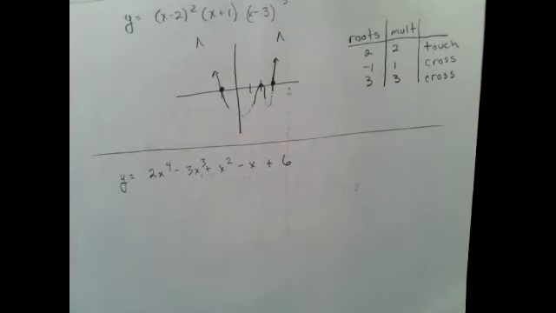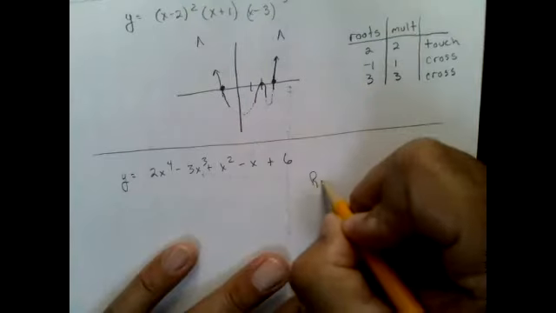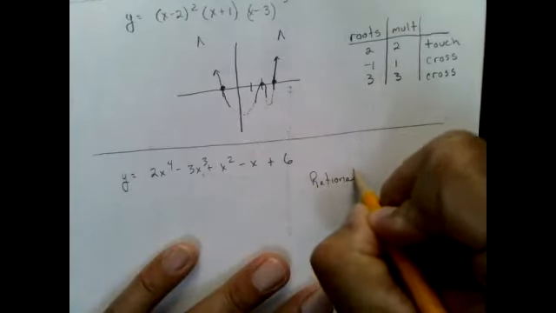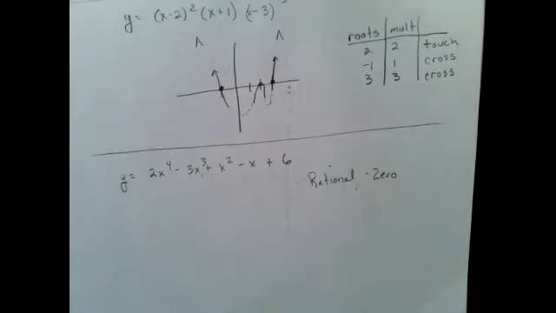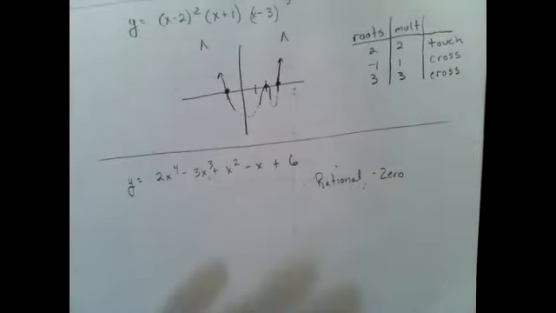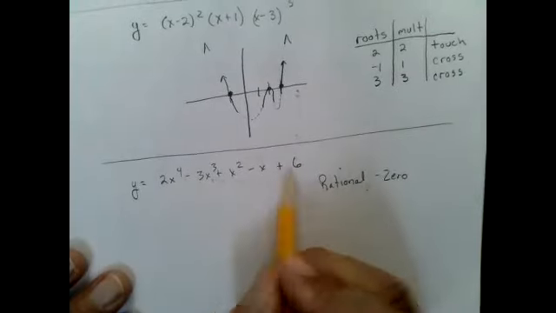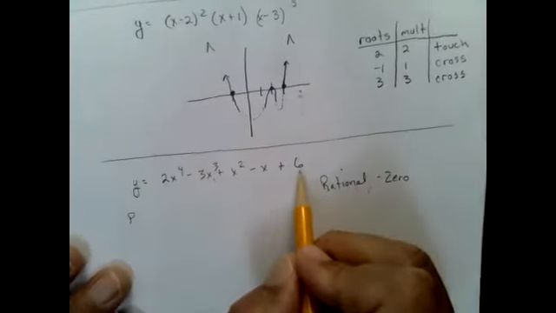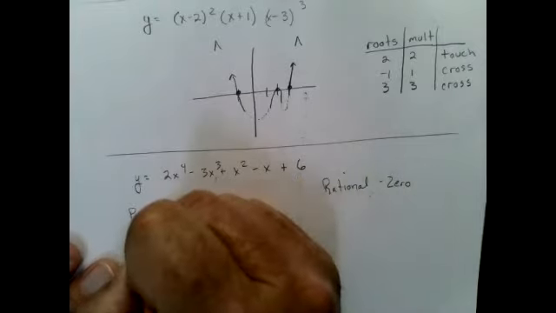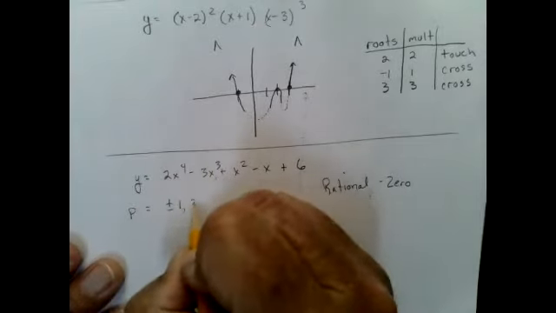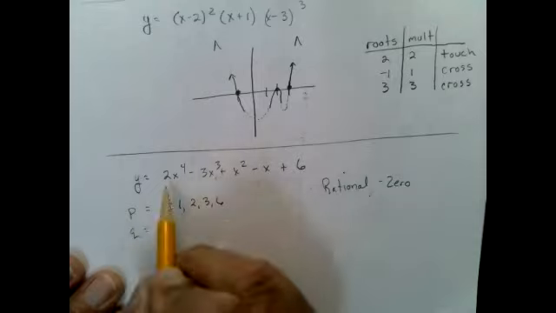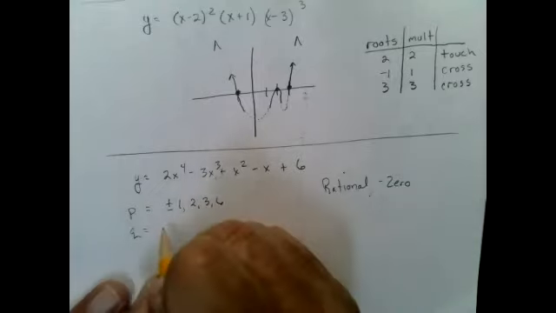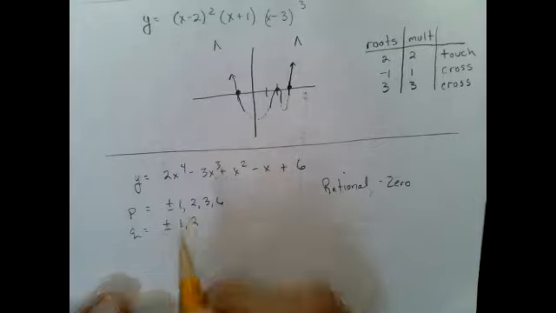Well, we did something called the rational zero theorem. And I know rational is a ratio, and I'm hoping to find a zero. What did we do? Oh, that was the one where I took P, and that was the constant term. And I said, what are its factors? Plus or minus 1, 2, 3, and 6. Then my Q was my leading coefficient. Its factors were 1 and 2.